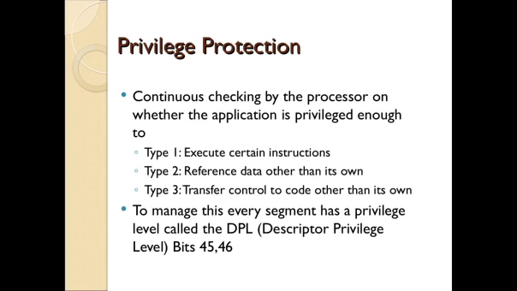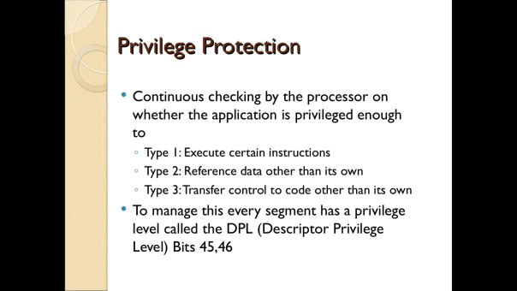The microprocessor continuously checks the application for three different cases. Type 1: whether the program is executing a certain instruction. There are some instructions which are privileged, and the processor will check whether the program is trying to execute a privileged instruction. A privileged instruction is one which is accessible only to the kernel or the system, but not to the user.